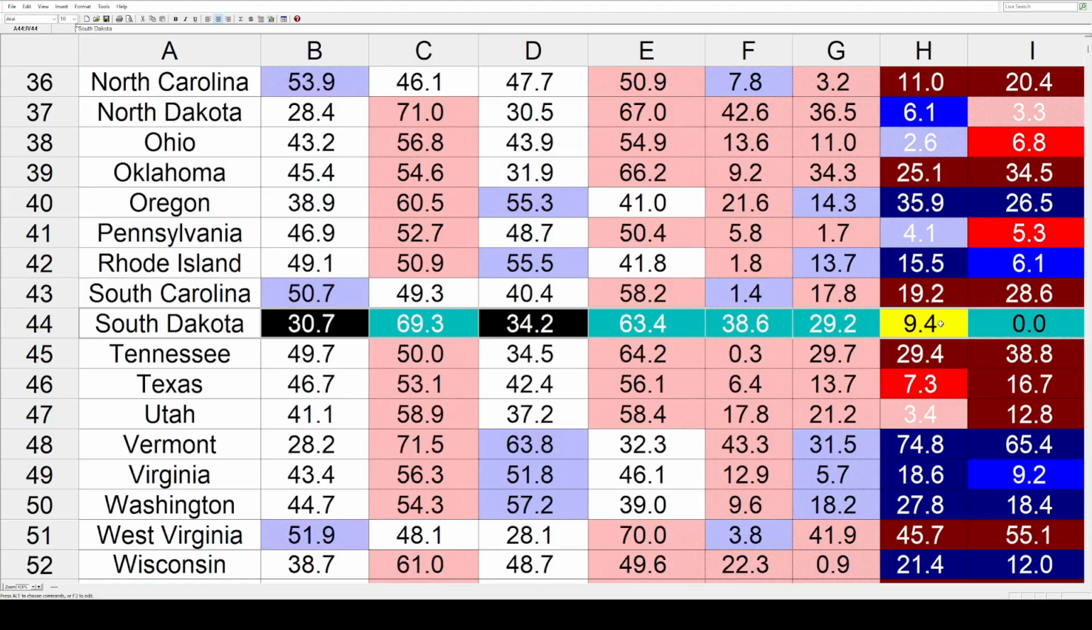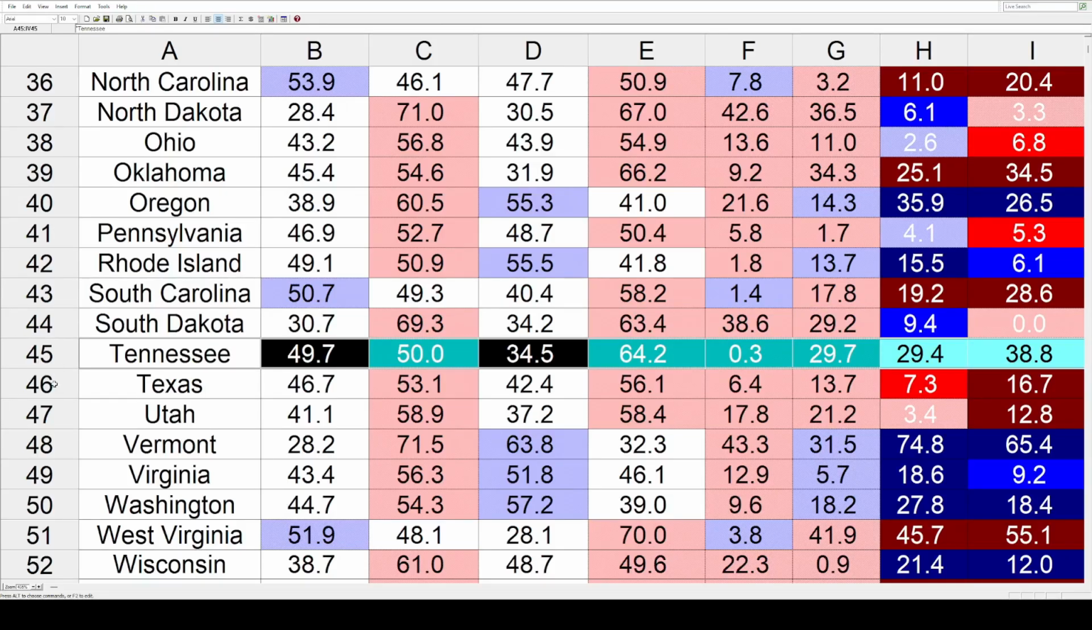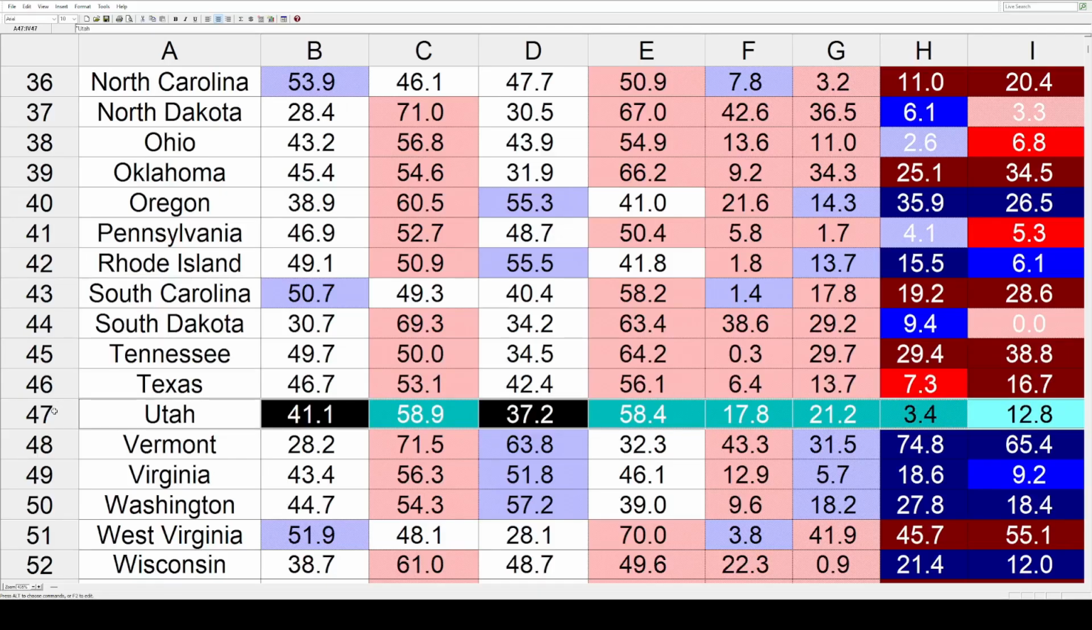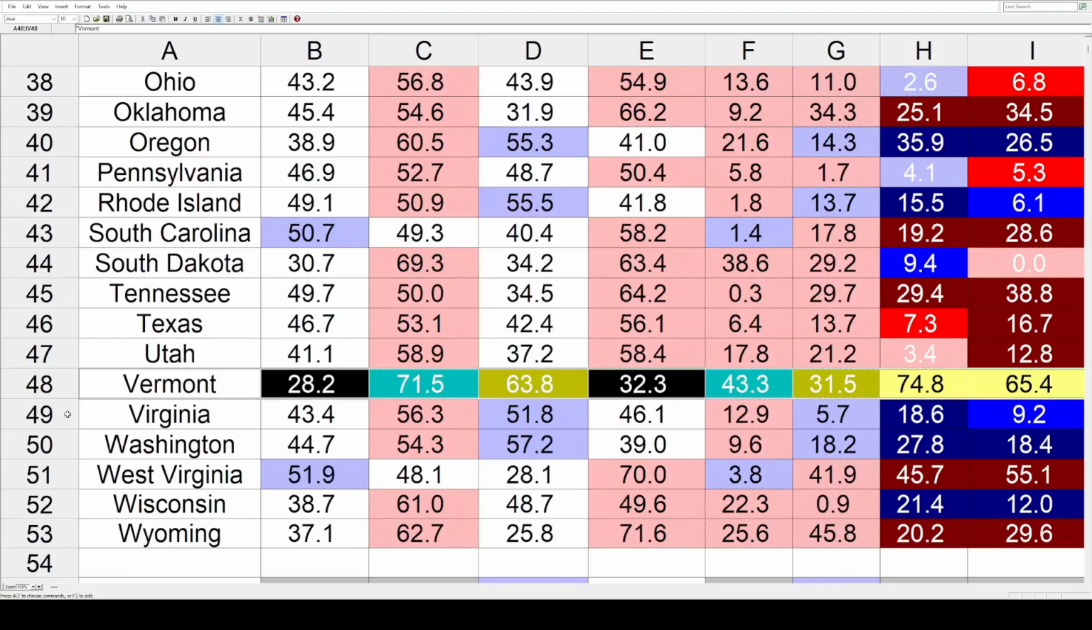So that comes out to 0, but if you break it down by the hundredths of a percent, it just barely went toward the Republicans. Then it was way redder in Tennessee at 38.8, Texas 16.7, and Utah 12.8. Vermont had the biggest blue trend out of all the states. It's coming in at a whopping 65.4.